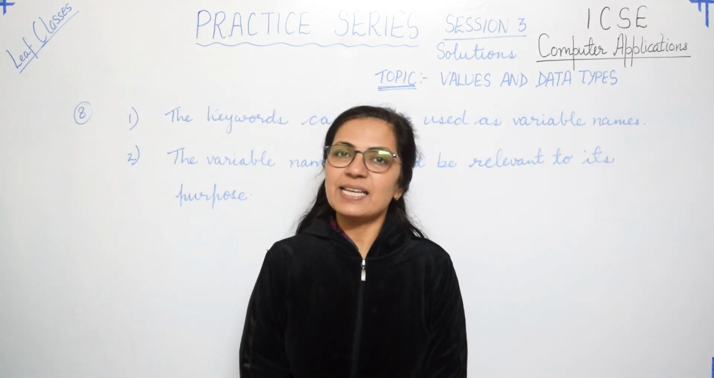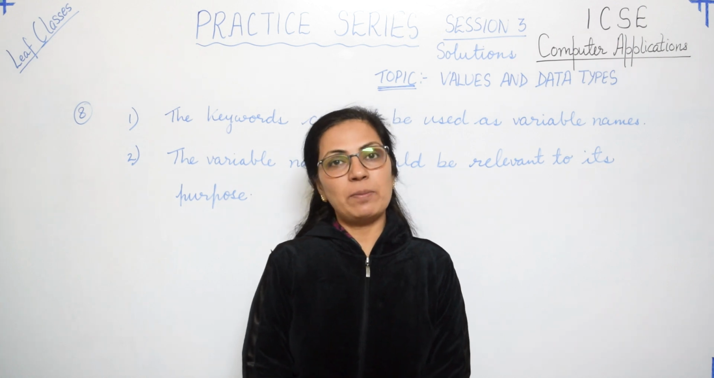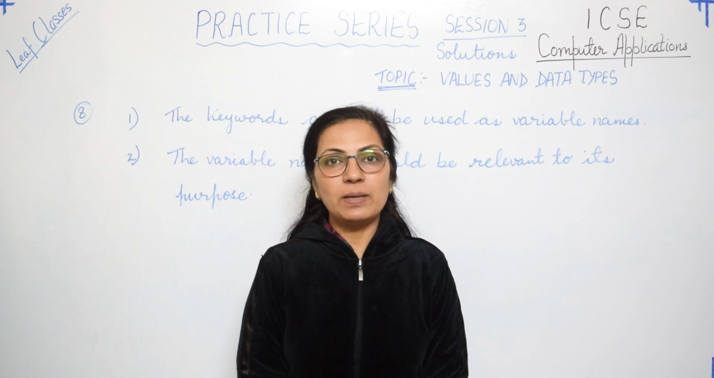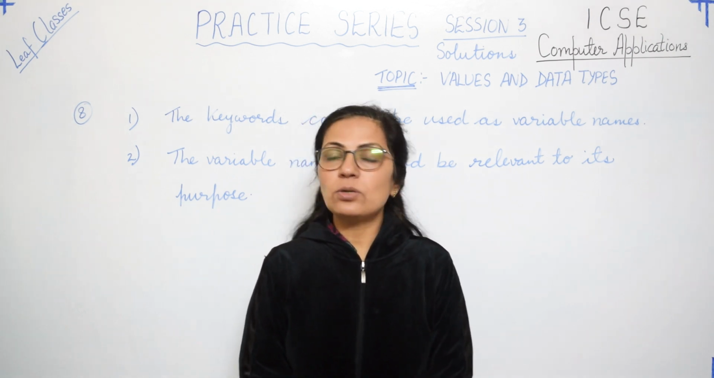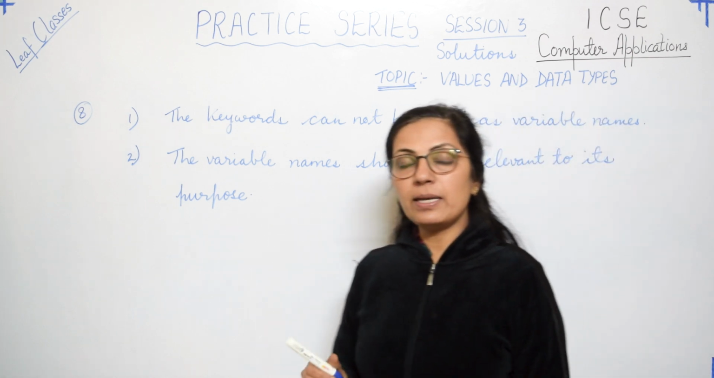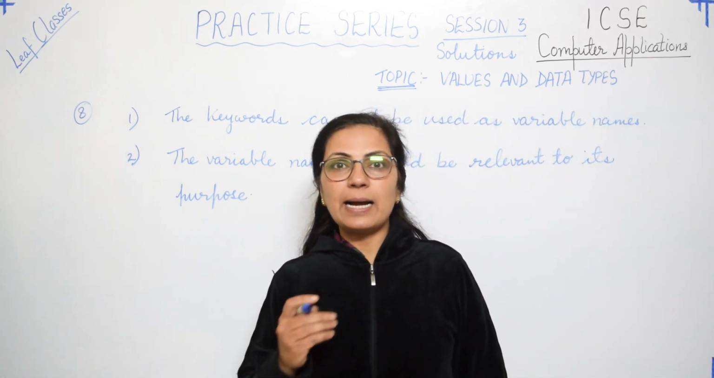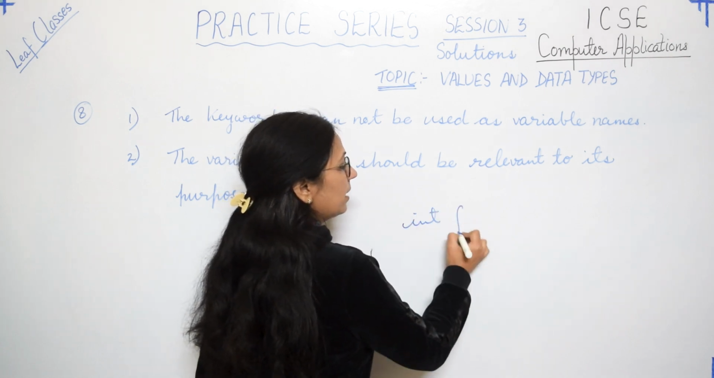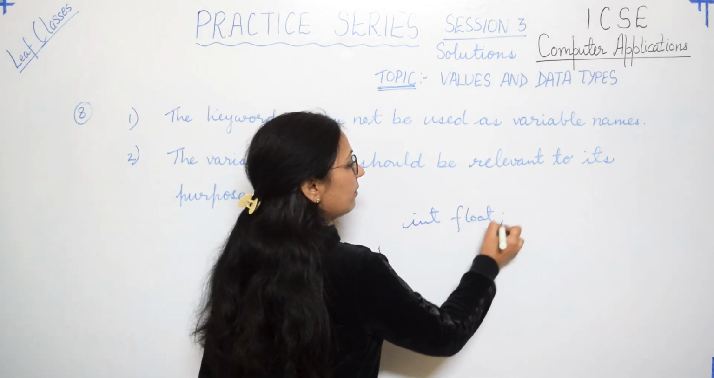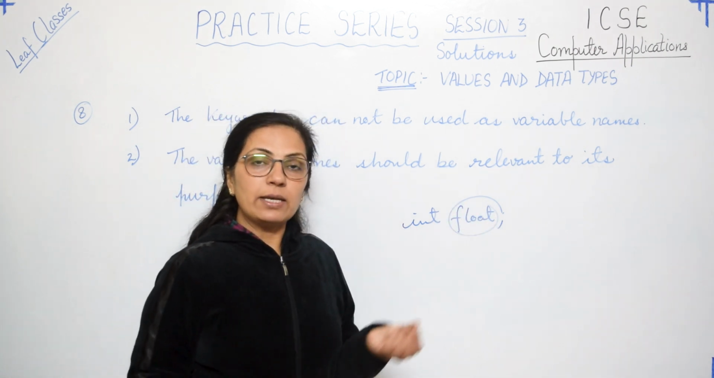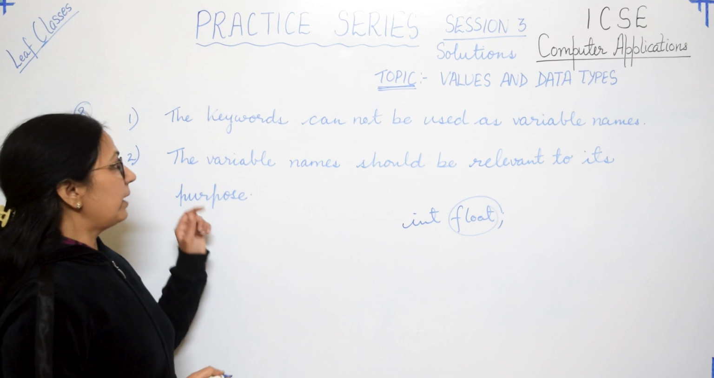Question number 8 says to give 2 rules for naming a variable. All of you know that a variable name cannot be a keyword. So the first rule is that keywords cannot be used as variable names. So I cannot write int float. If I am writing int here, float cannot be given as a variable name because float is a keyword. So we cannot use keywords as variable names.